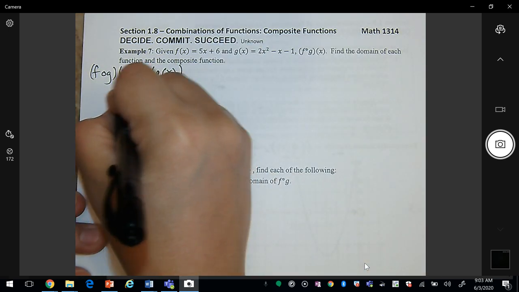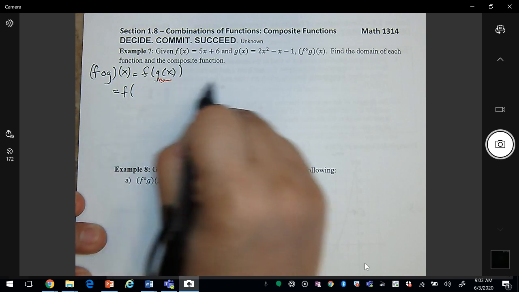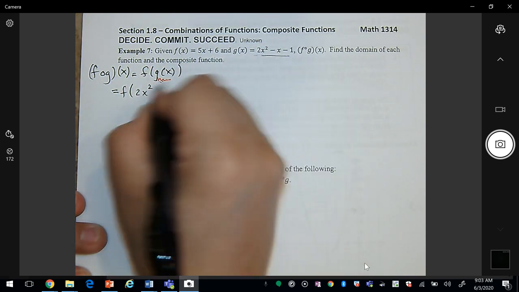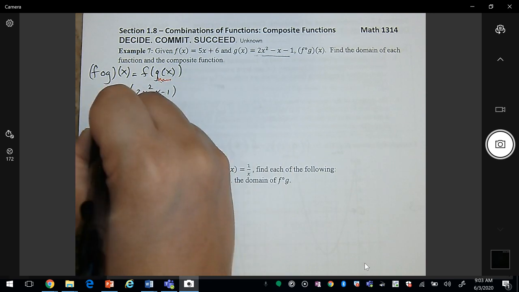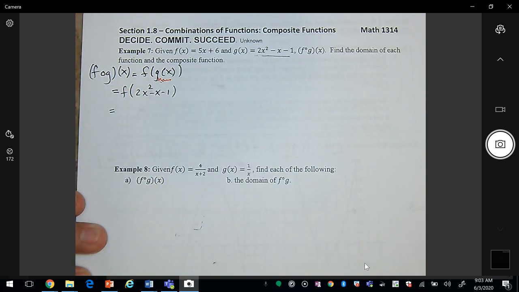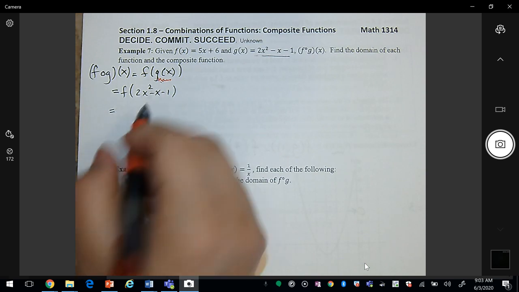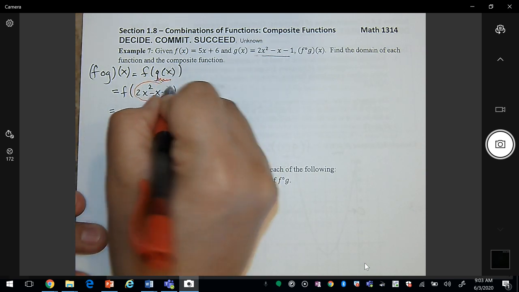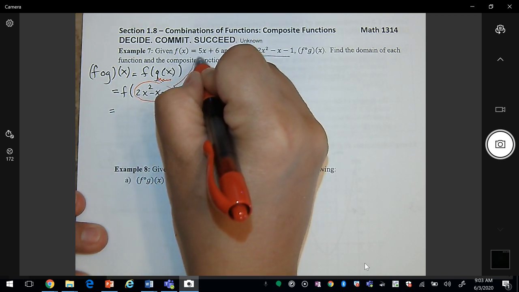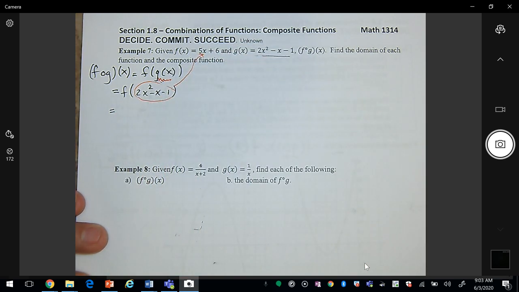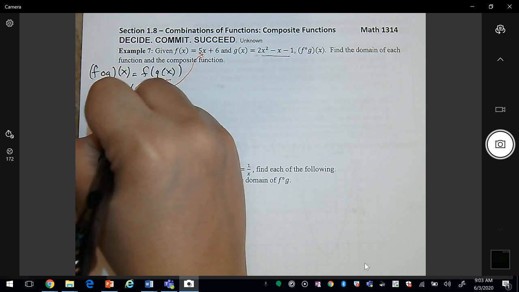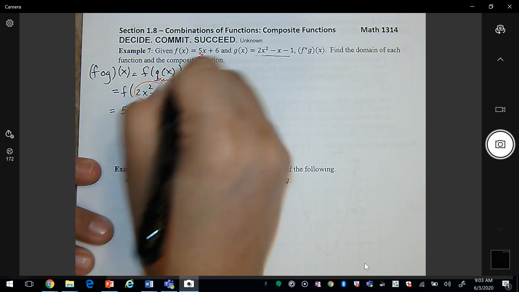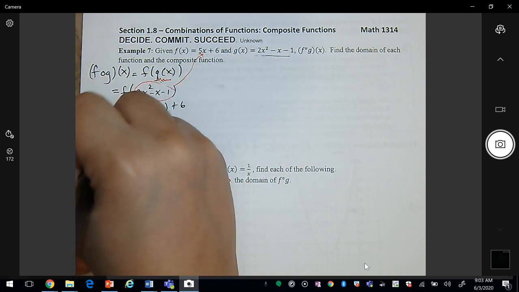So here we get f of g of x is given by this right here. So that's 2x squared minus x minus 1. And now we need to evaluate the function f at 2x squared minus x minus 1. So that means that we're taking all of this and plugging it in for this x in the function f. So here we get 5 times (2x squared minus x minus 1) plus 6.